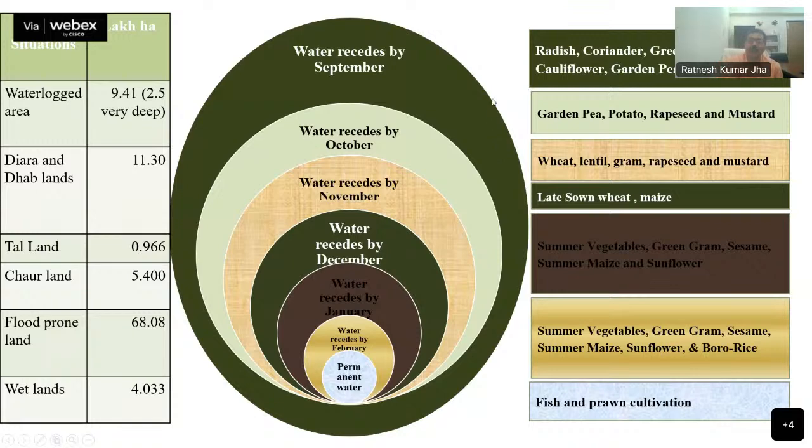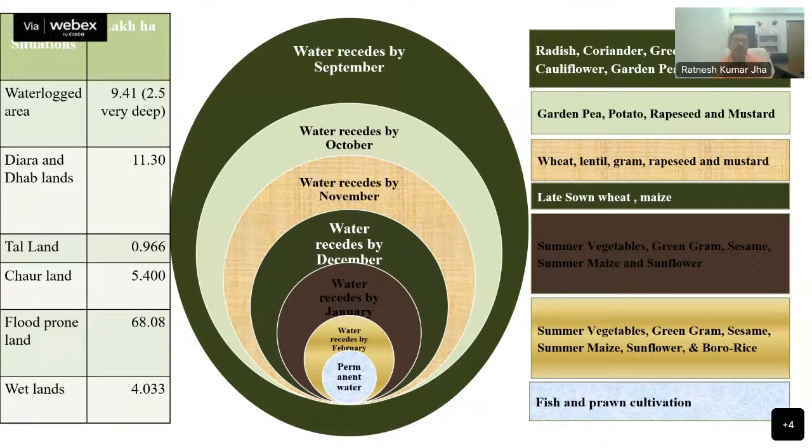Depending upon the water recession patterns, and with the introduction of the boat mounted solar irrigation system: if water recedes in September, any vegetable crops can be taken; if water recedes in October, any rabi crops can be taken; in December, late sown wheat and maize can be taken; if it recedes in January, then summer vegetables and green crops. And in the lower area, the boat mounted solar irrigation system will be there, and that will be irrigating the upper area, the core area where the crops are grown, and the lower area the water.